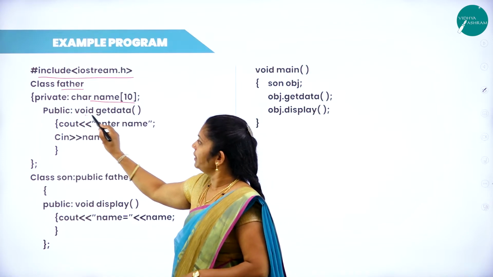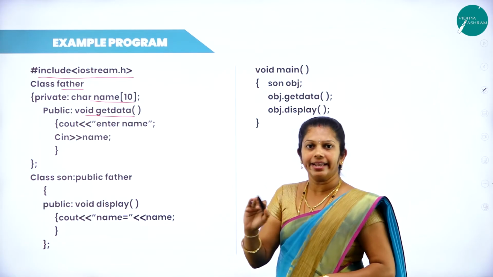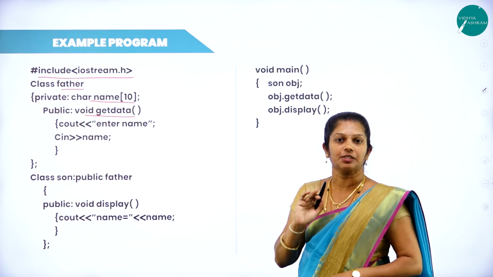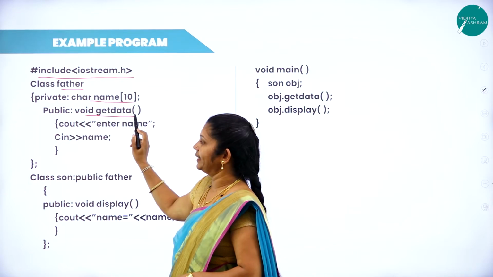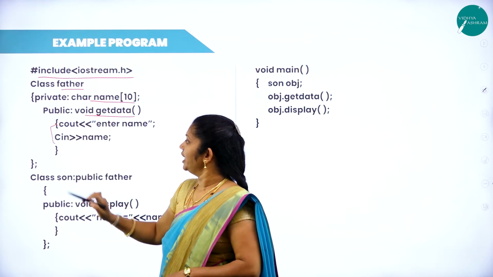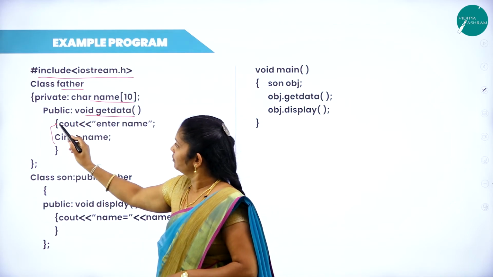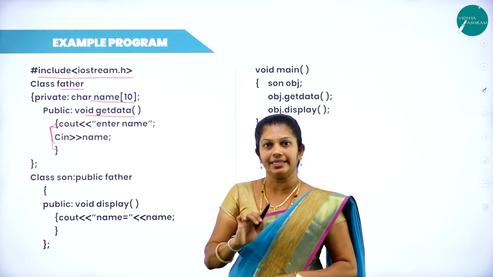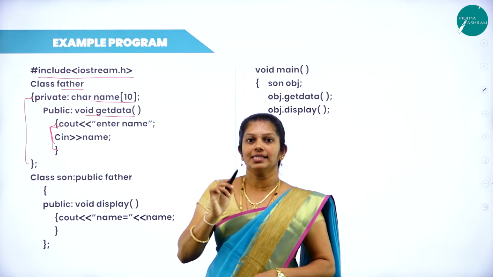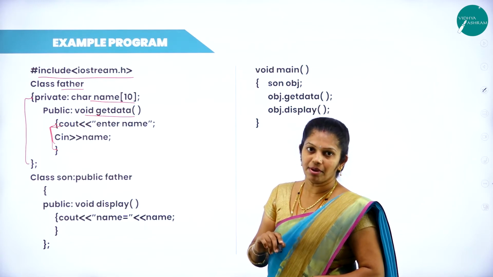Then in the public section, I am taking only one function, that is void getData function. I am not doing any calculation, the only thing is I just want to enter the name, that I want to input, and later on I want to display that. Here void getData is the member function of the father class. Then in this function, especially cout, enter the name, then later on we will input that name. Here we have opened the getData function and here we have closed the getData function. Afterwards we are closing the father class. In this father class we have the data member name as well as the member function getData.